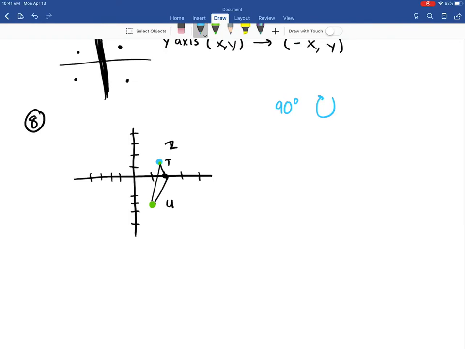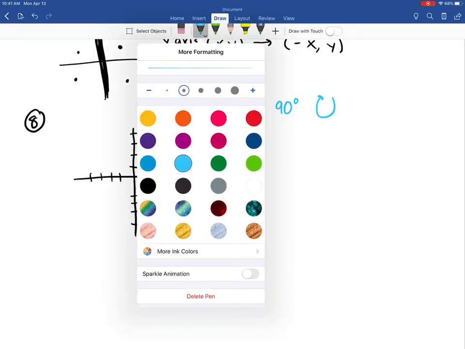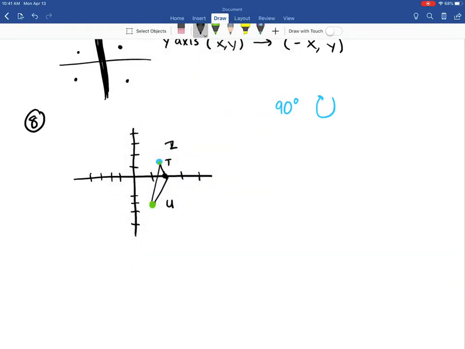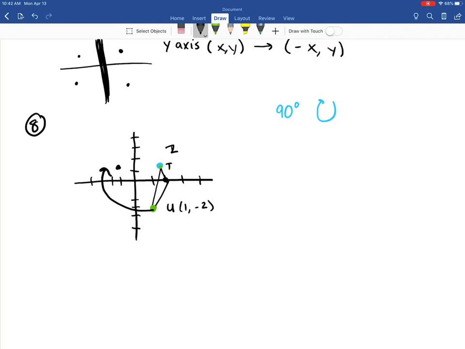Okay, so let's also write down our U is at 1, -2. Well, if I'm turning it 90 degrees, I need to move one quadrant, clockwise, the way the clock turns. So that means that my U is going to end up somewhere up here, because I need to move one whole quadrant, 90 degrees about this point.